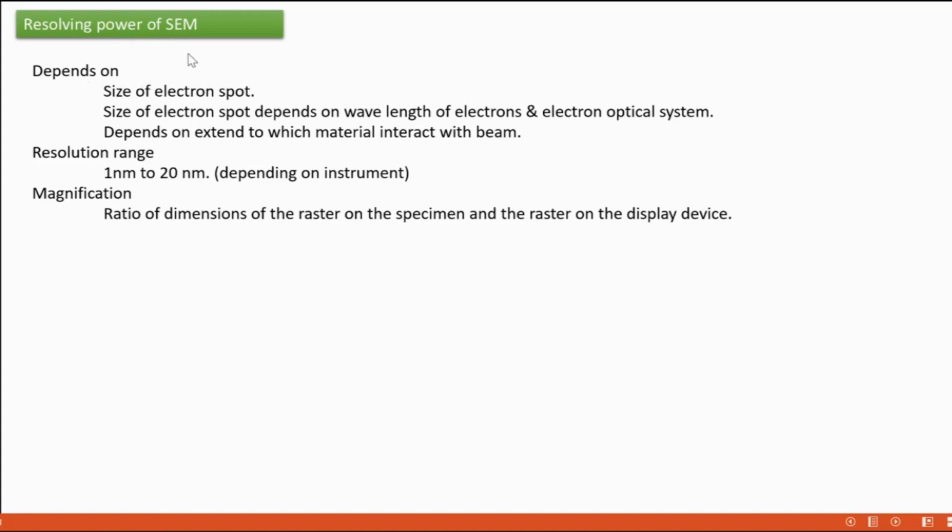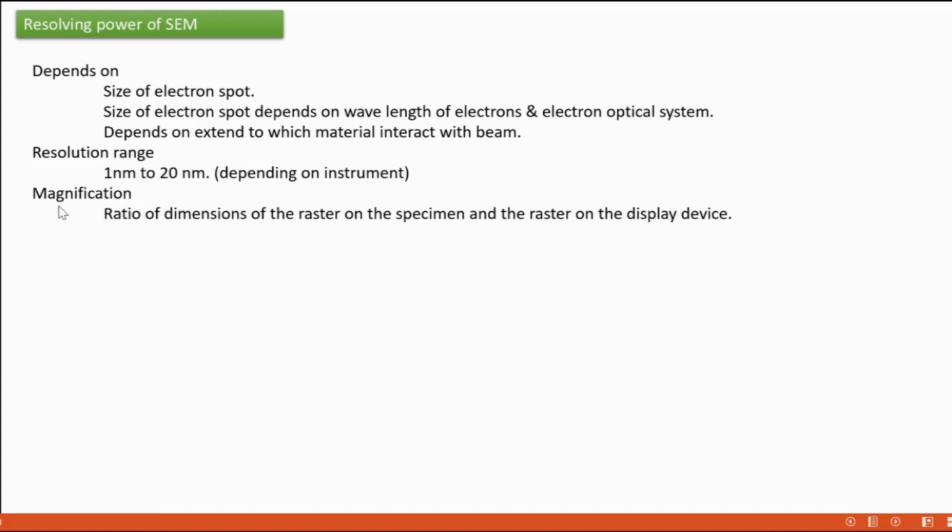The resolving power depends on the size of the electron spot, which in turn depends on the wavelength of electrons and the electron optical system. And also one more thing, to what extent the material interacts with the beam. If it interacts much, then we get a good image. So these are the three points we need to stress, which determine the resolving power of SEM. The resolution range normally for an SEM is between 1 nanometer and 20 nanometers.